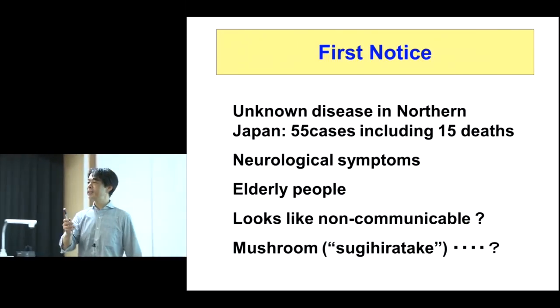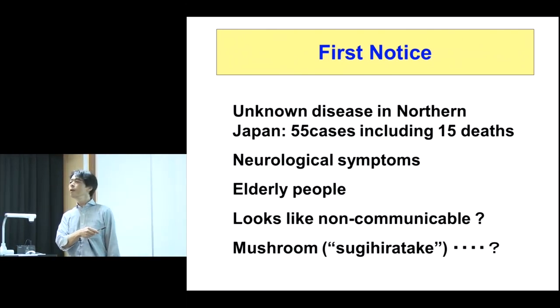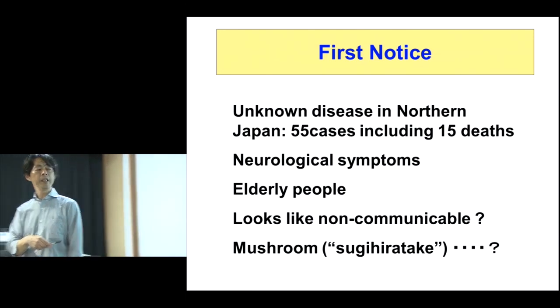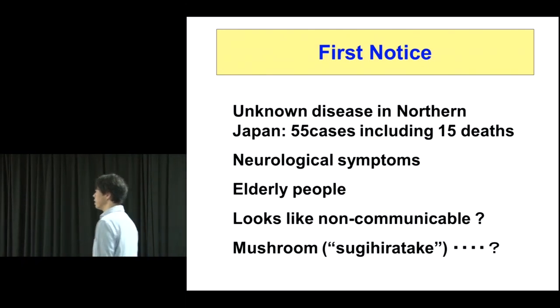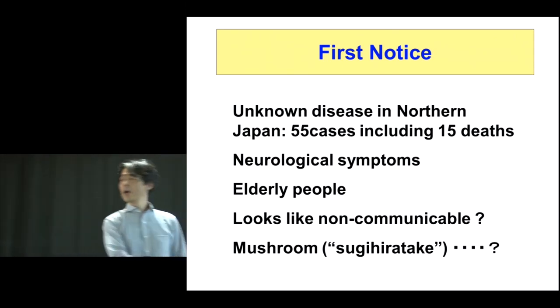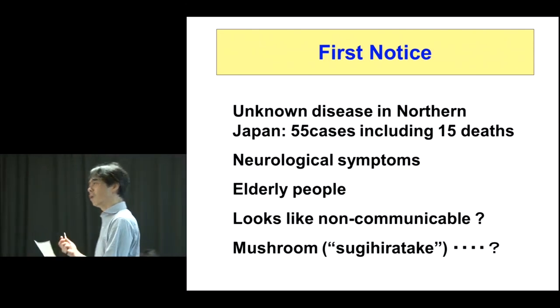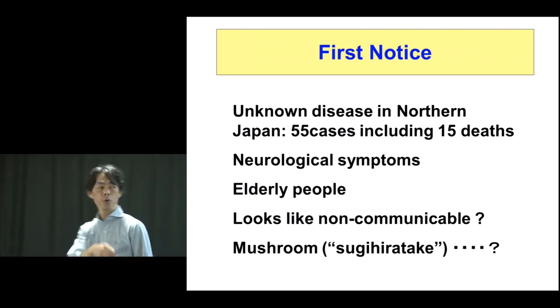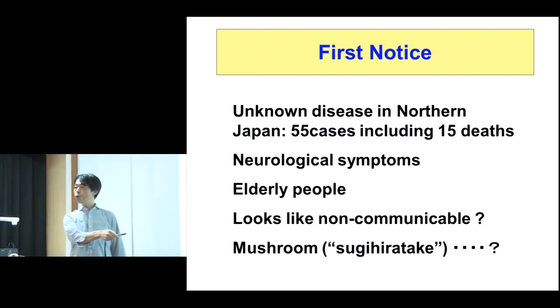The first notice from the newspapers: unknown disease in northern Japan, 55 cases, including 15 deaths. Yeah, the case fatality ratio, the death rate among cases, is quite high. What kind of symptoms? Neurological symptoms, according to the news article. Neurological, what kind of neurological? Mainly elderly people, old people.